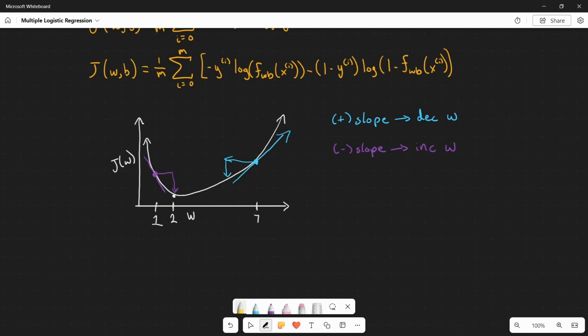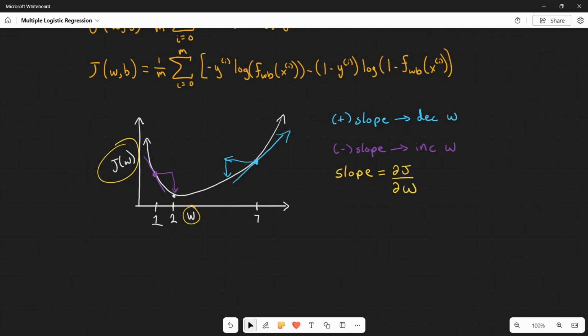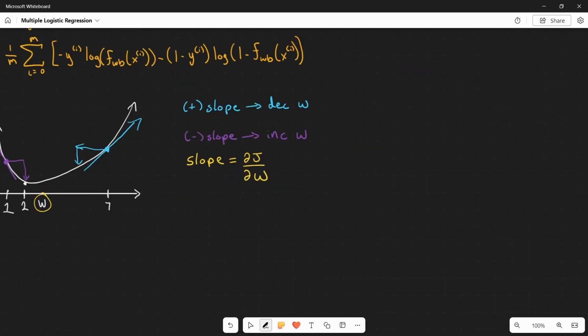So at this point, it looks like if we can figure out what the slope of our cost function is at some given w, then we can figure out if we need to decrease w or increase w. We can find the slope of J of w given any w input by taking the derivative of J. Or in other words, we can say the slope is equal to the partial derivative of J with respect to w. And now that we have this partial derivative term, we can actually say we want to decrease w by that term. And so if the slope is positive, we want to decrease w. And if the slope is negative, then we want to increase w.